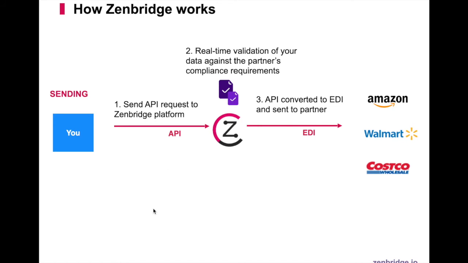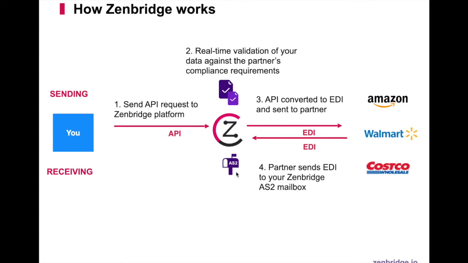As far as receiving goes, when you sign up with the platform, you get an AS2 mailbox. Basically, this is the connection to which your partners should be sending EDI files. So when we receive EDI files on your behalf, we will validate their EDI files against your compliance requirements. And if everything is fine, that gets converted into JSON and gets sent to your callback URI. We have ways to set up webhooks on the platform, so that's how you achieve it. So that's how the platform works on a very high level.